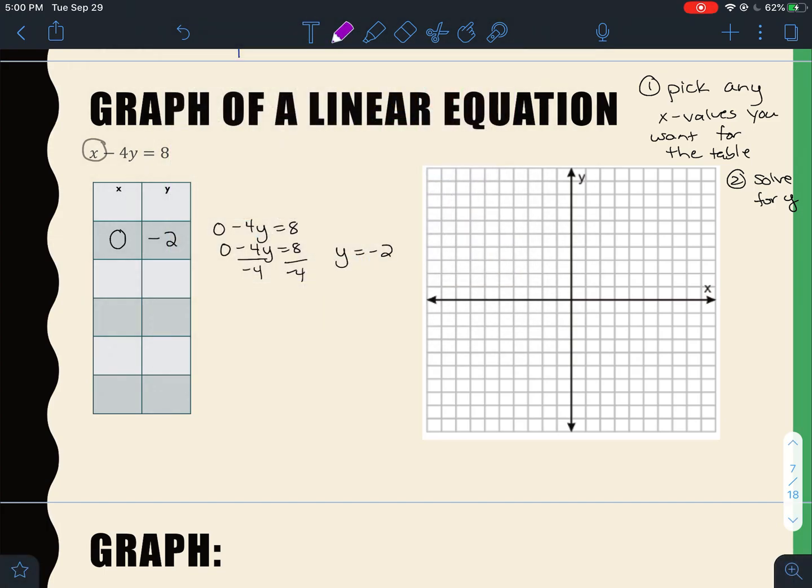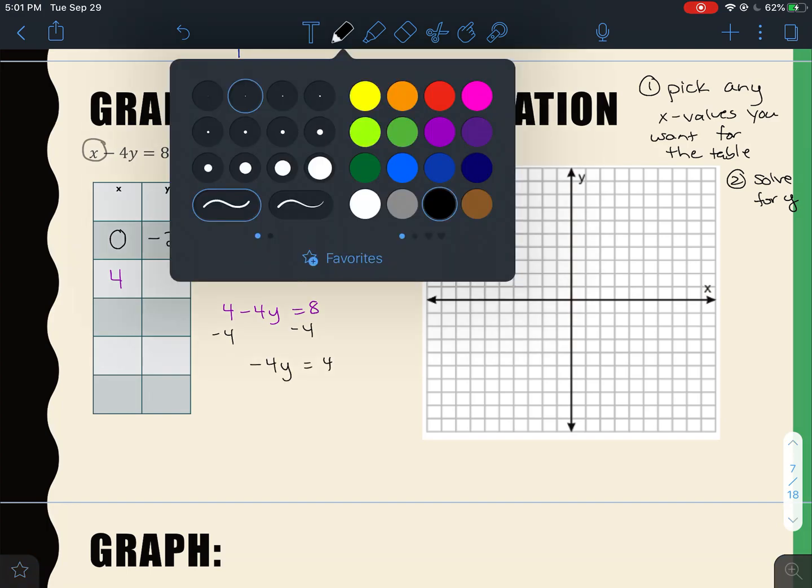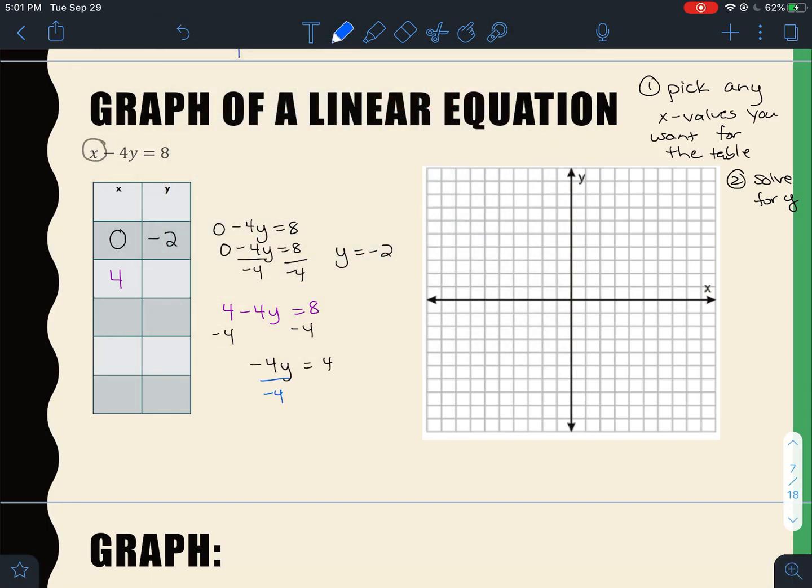I can pick another x value. I'm going to pick 4. So if I picked 4, 4 minus 4y equals 8. So to solve this, I'm going to subtract 4 from both sides. And negative 4y equals 4. And then divide by negative 4, divide by negative 4. And y is going to be negative 1.